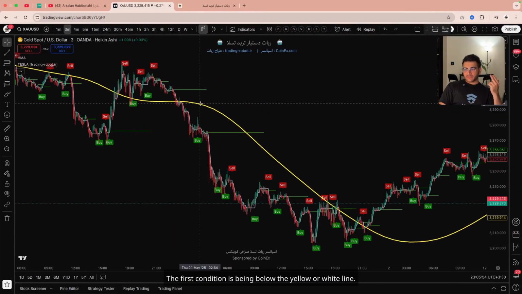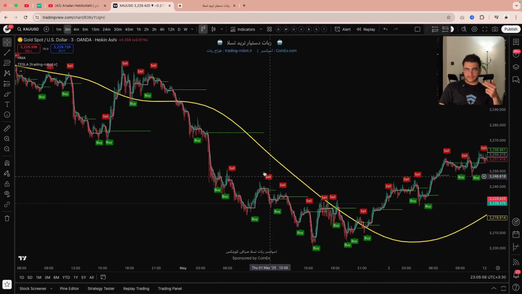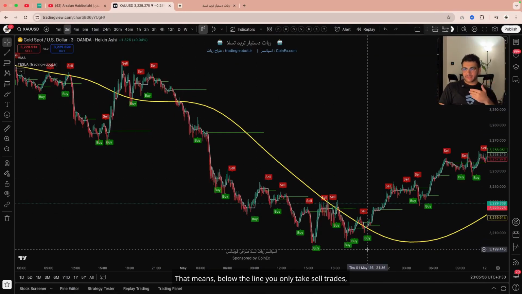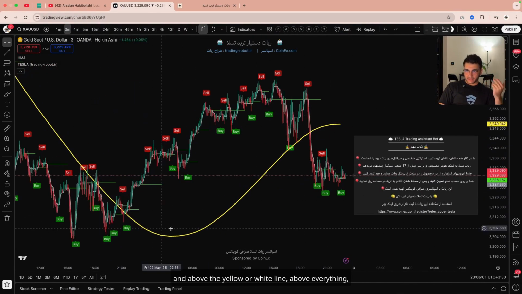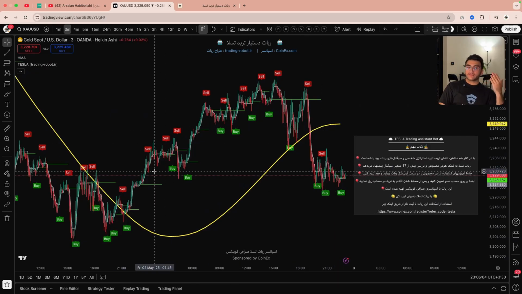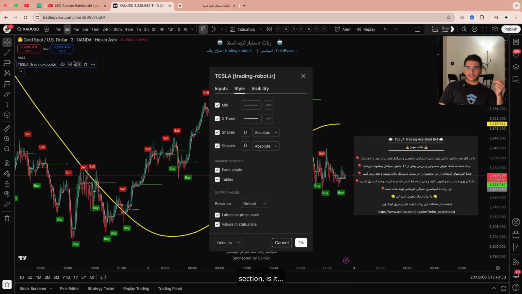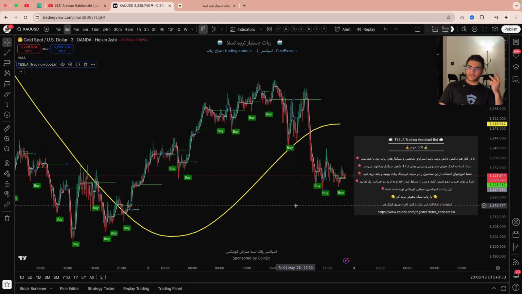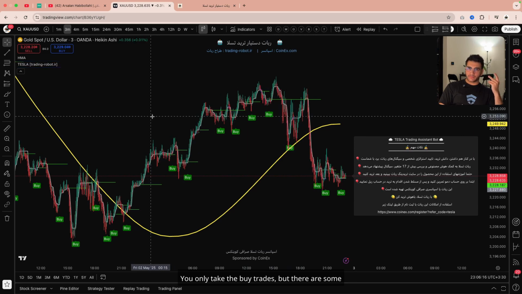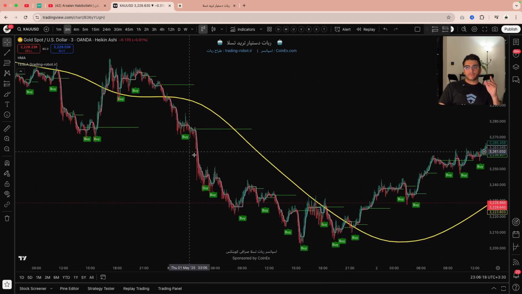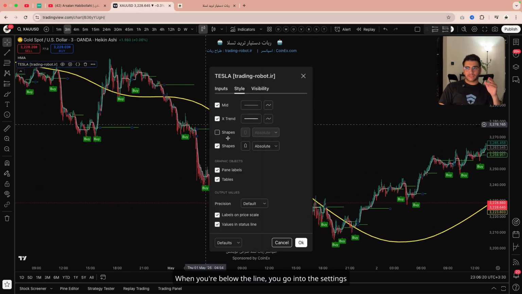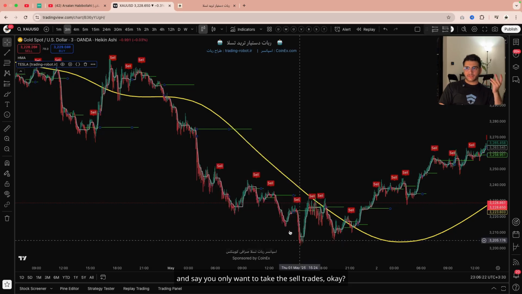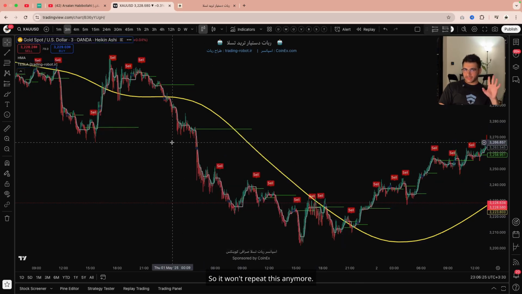The first condition is being below the yellow or white line. That means below the line, you only take sell trades, and above the yellow or white line, above everything, you only take buy trades. Got it? So even in the robot settings, when you come to this section, is it style? When you're above the line, you check these options and tell it not to show you the sell signals. You only take the buy trades, but there are some conditions or requirements for that. When you're below the line, you go into the settings and say you only want to take the sell trades, okay? So it won't repeat this anymore.